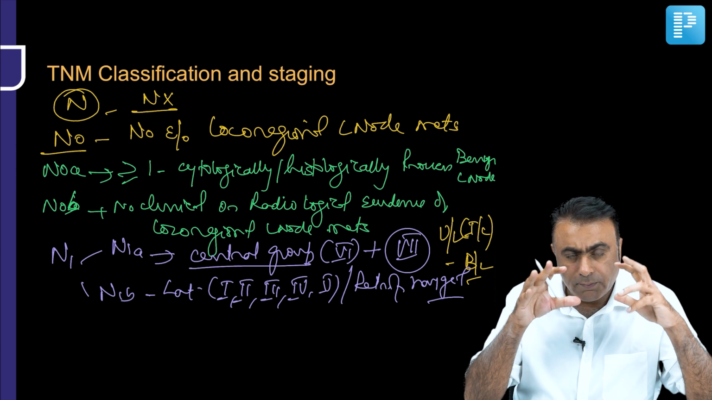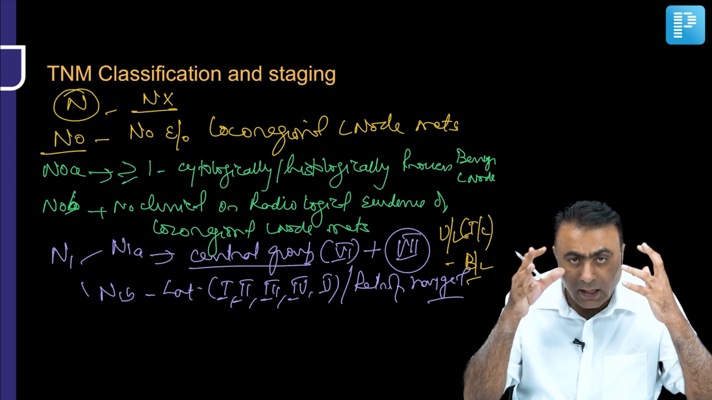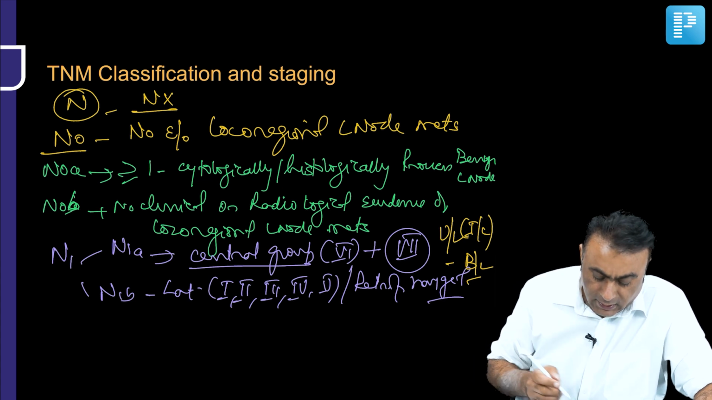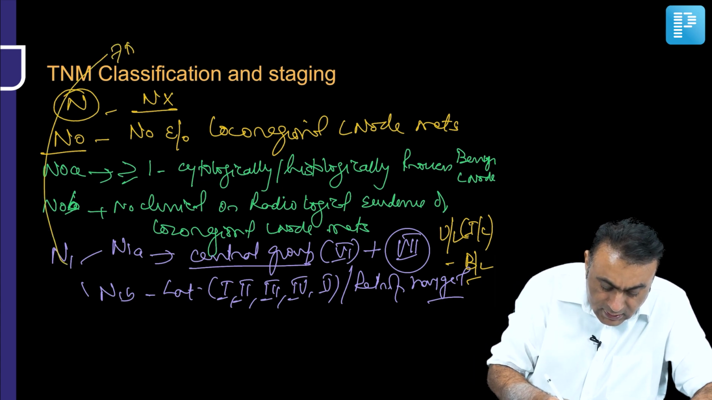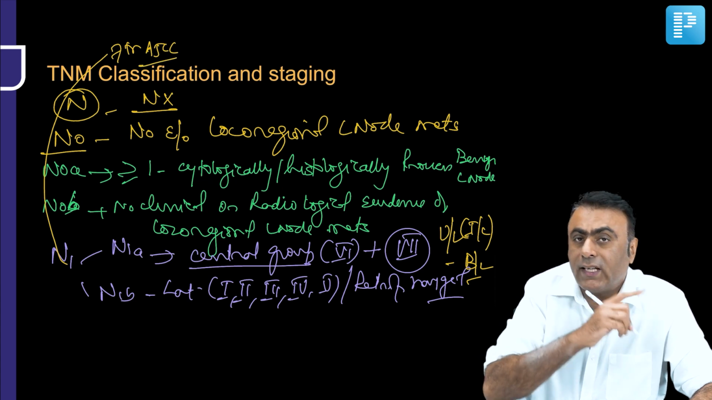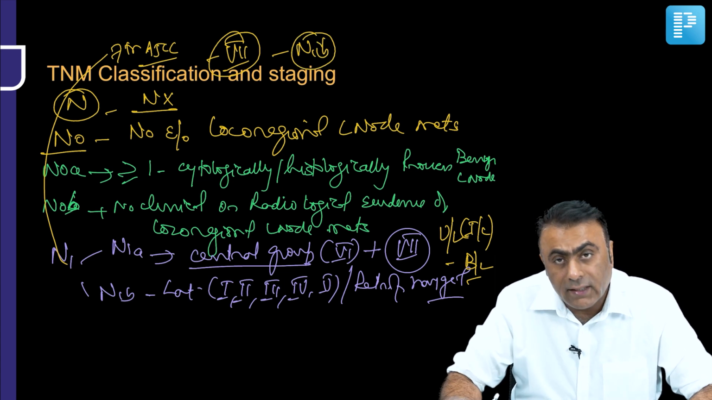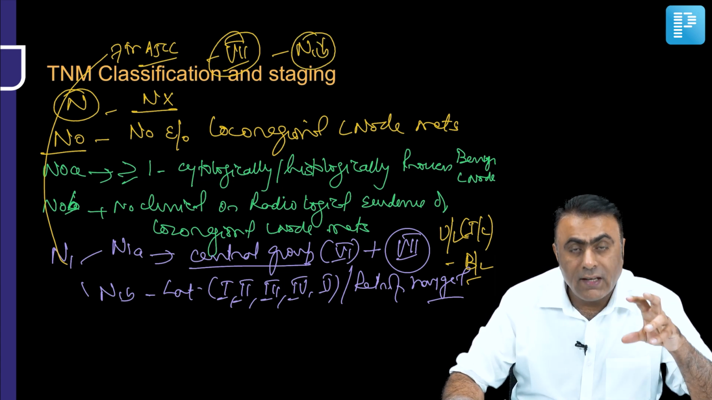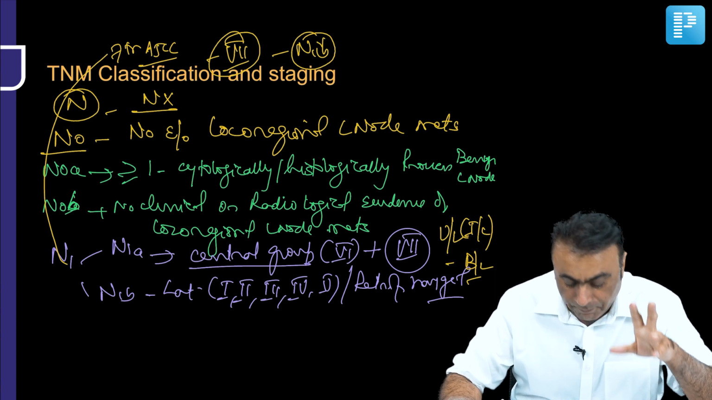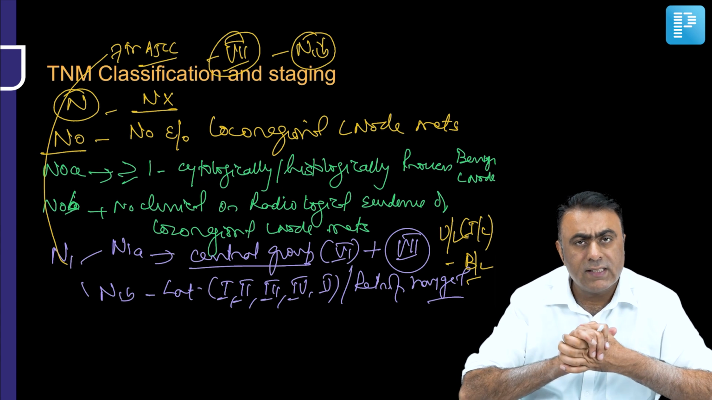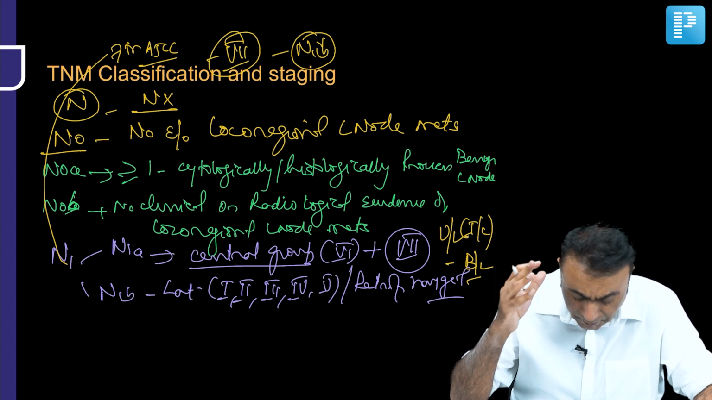And why I'm saying N1 is important, it is definitely important. Plus, again, this is one category where there's a difference from the 7th AJCC classification. In the 7th AJCC classification, level 7 lymph nodes were a part of N1B. But now, as per the 8th AJCC classification, level 7 lymph nodes have become a part of N1A. Then comes M. M is simple. M0 is no evidence of distant metastasis, and M1 is presence of distant metastasis.